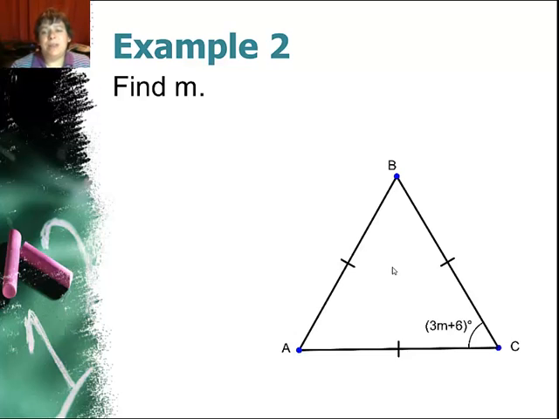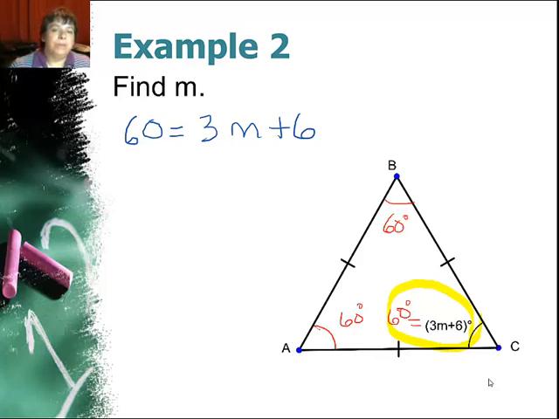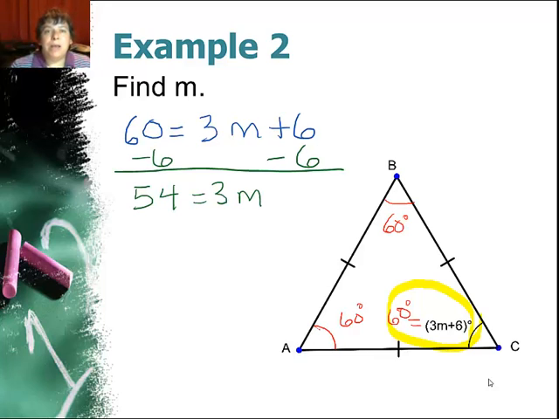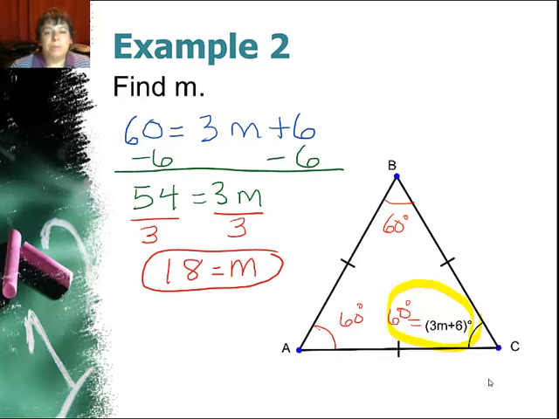So here we have an equilateral triangle. You can see because I have all the sides marked congruent. Well, if it's equilateral, then it's also equiangular. So I can say that all the angles are congruent, and since there are only 3 angles in a triangle, these must be 60 degrees. That tells me that this right here has to equal 60 degrees. So there's my equation. Subtract 6 from both sides, subtraction property of equality, and then I'm going to go ahead and divide both sides by 3, which is a division property of equality, and I get 18 equals m.